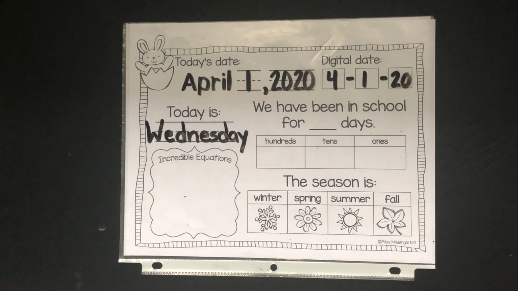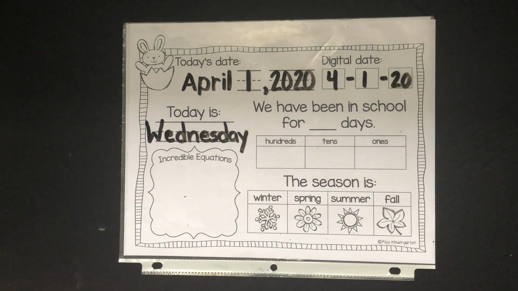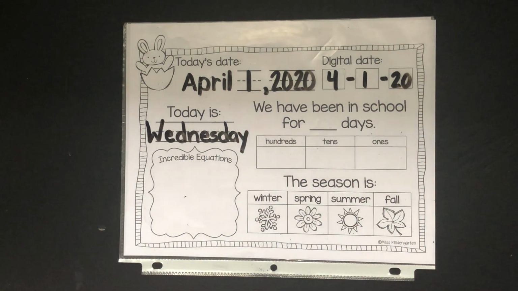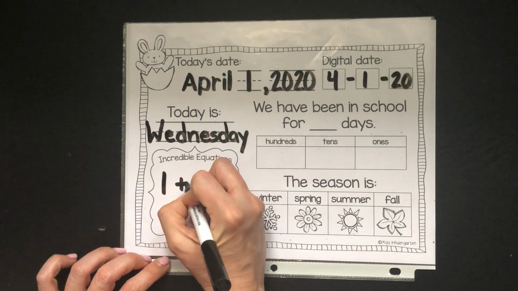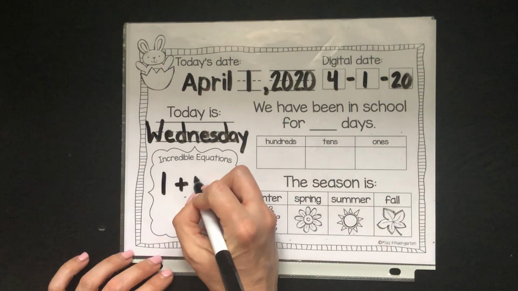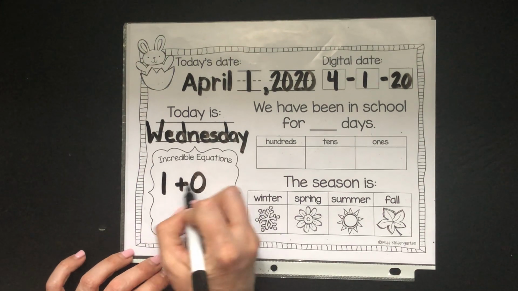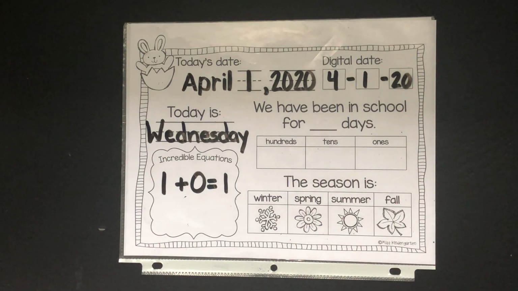Good job, love bugs. Now down here, you'll see that it's very different. We used to have 3 tens frames there and we would frame the date. Now they're switching it up and it's asking for incredible equations for the date. So today is the number 1. So we're going to come up with an equation to show getting the number 1. So I'm going to write 1 plus, what could I add to 1 to get the answer of 1? You're right, nothing. I'm going to put a 0. 1 plus 0 equals 1. That's going to be our incredible equation for today.